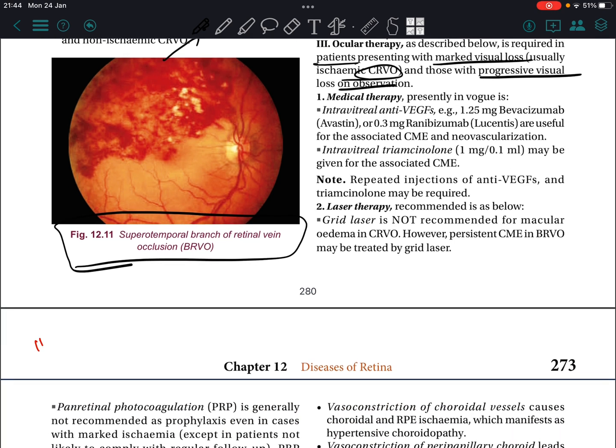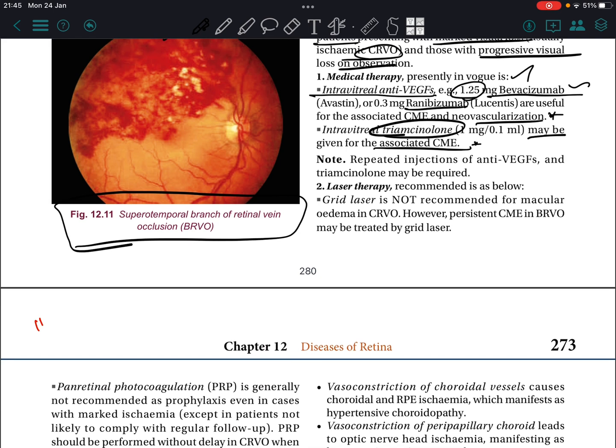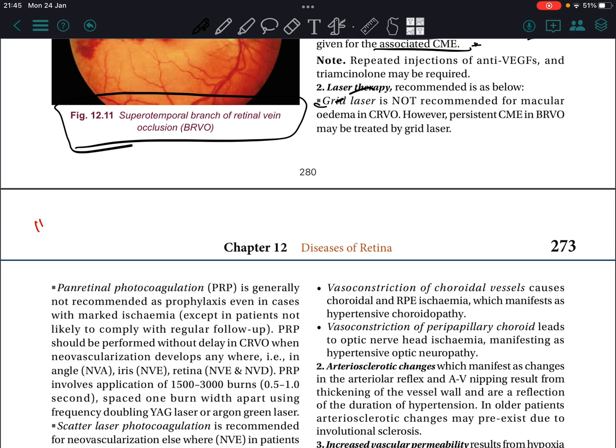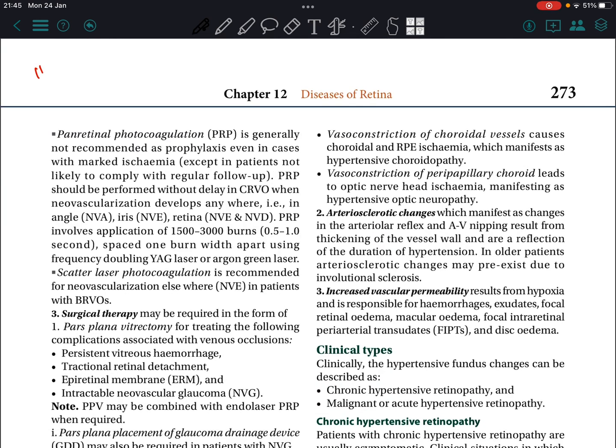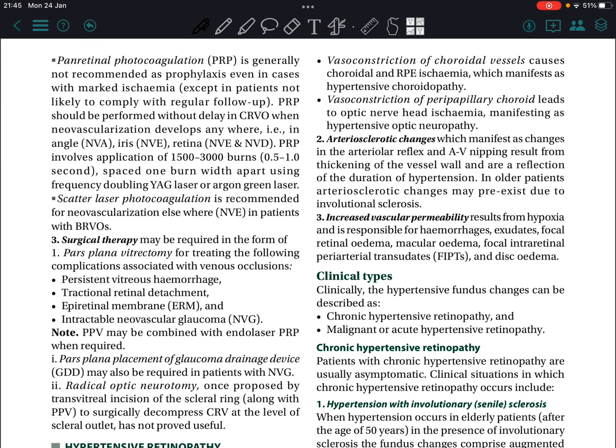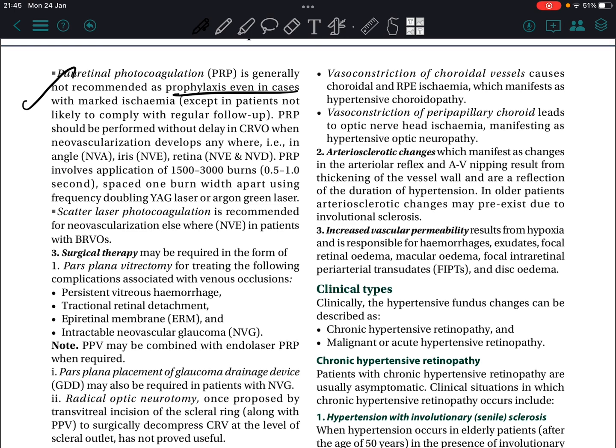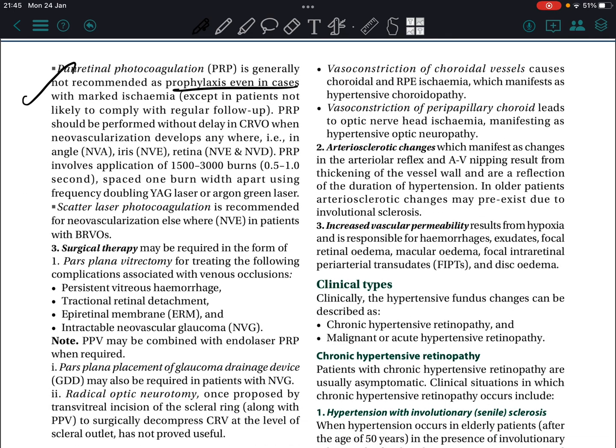Medical therapy presently in vogue is intravitreal anti-VEGFs, for example 1.25 mg bevacizumab or 0.3 mg ranibizumab, which are useful for associated CME and neovascularization. Intravitreal triamcinolone may be given for associated CME. Laser therapy: grid laser is not recommended for macular edema in CRVO. However, persistent CME in BRVO may be treated with grid laser. Pan-retinal photocoagulation is generally not recommended as prophylaxis even in cases with marked ischemia, except in patients not likely to comply with regular follow-up.